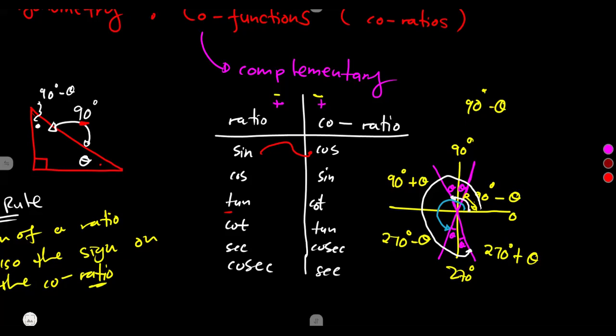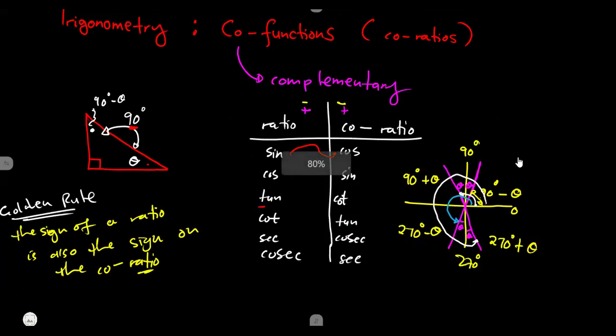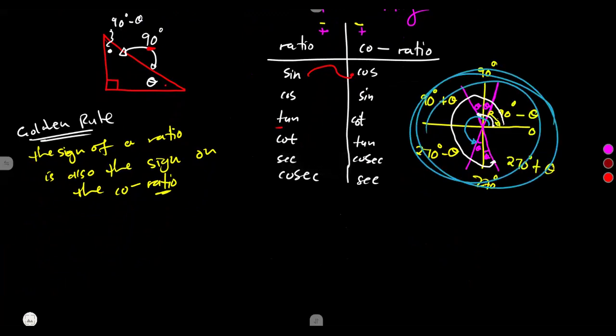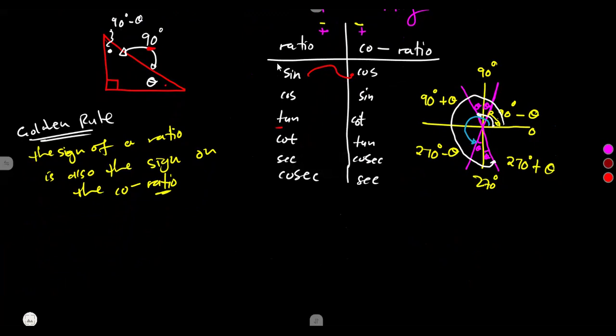So in our presentation of the cofunctions or the complementary functions, we are talking about any angles or functions which are presented in this format: 90 degrees minus theta, 90 degrees plus theta, these formats. So like I said, when a ratio is positive, its corresponding co-ratio is positive. So this is what I'm trying to say. You figure out what is happening.